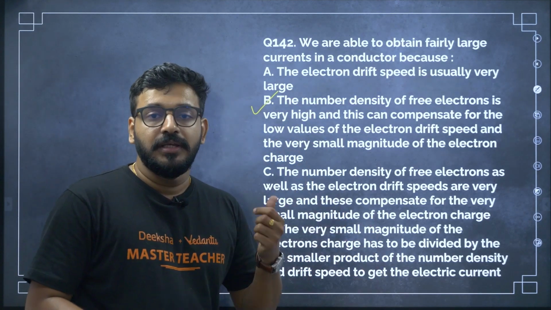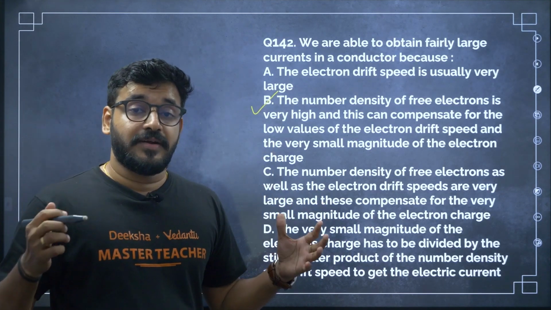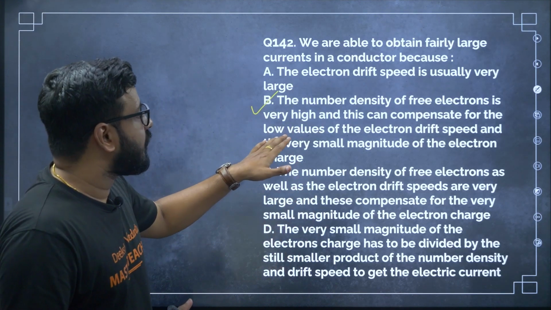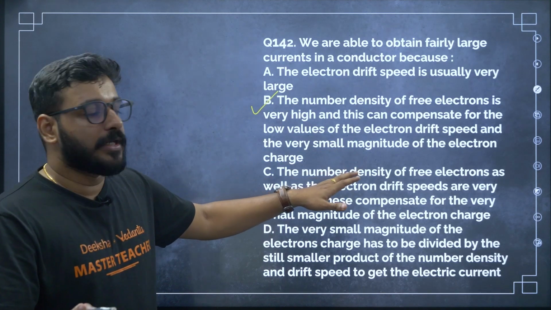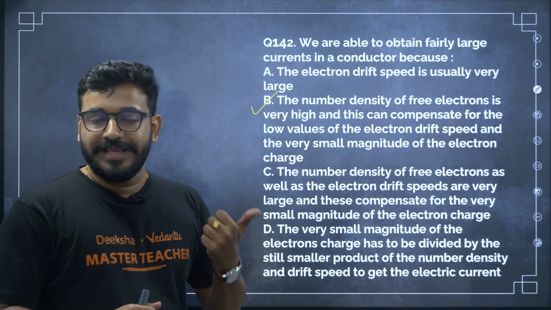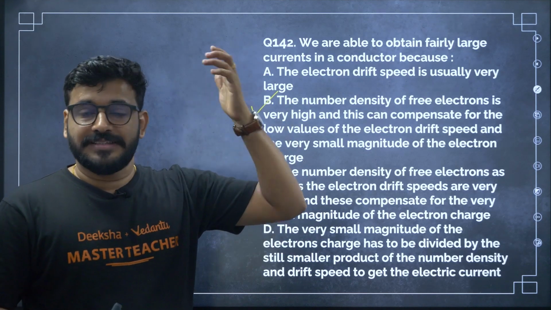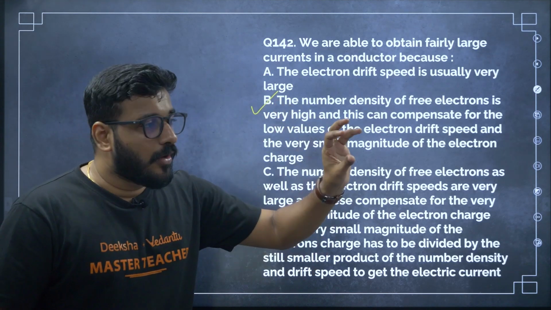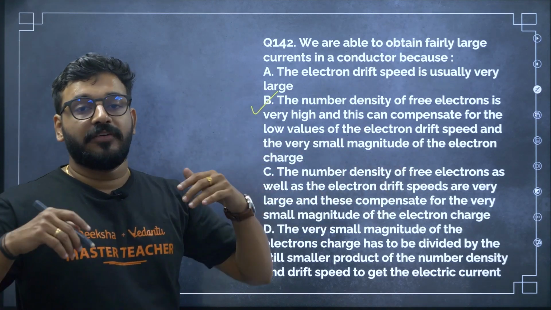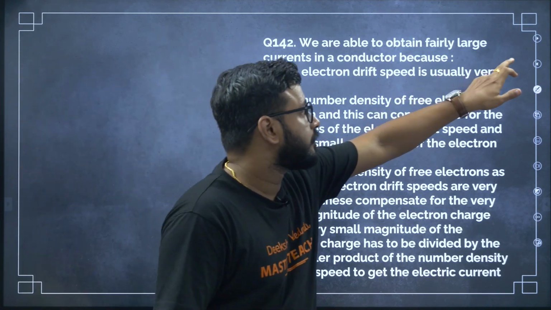You just saw in the previous question, the number density per unit volume is like 10 to the power 21, 10 to the power 23. So many free electrons are there. That is huge, and it can compensate for the low value of drift speed and the very small magnitude of electron charge. In the previous question we saw I is equal to nAeVd. So that n value, 10 to the power 21, 23, can compensate for the small electron charge and small drift velocity, everything. So the correct answer is option B. We are able to get a fairly large current because the number density of electrons is huge. Alright, that is the correct answer.